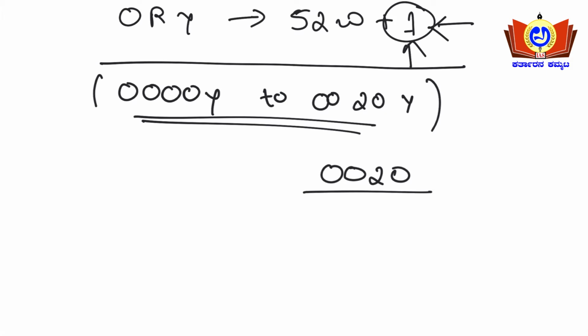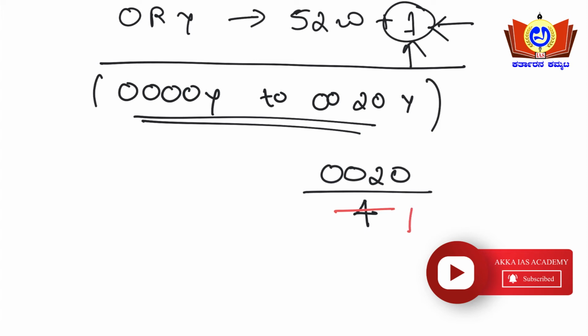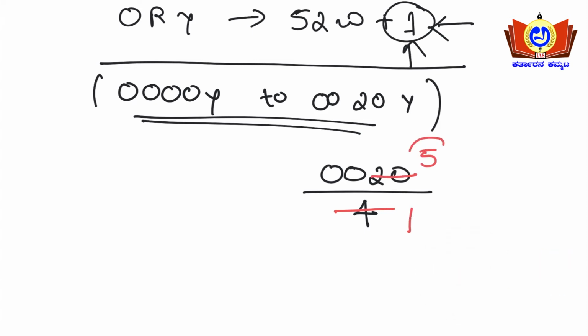Okay, so how will you calculate? The end of the year is 0020. So we need to divide it by 4. After dividing it by 4, we take the last 2 digits of that particular year, so 4 fives are 20.